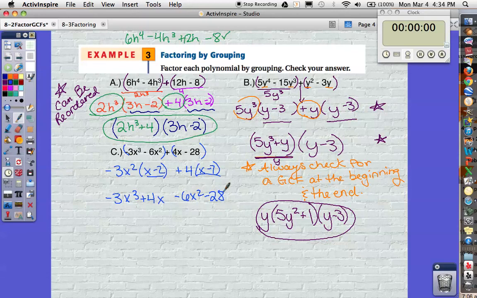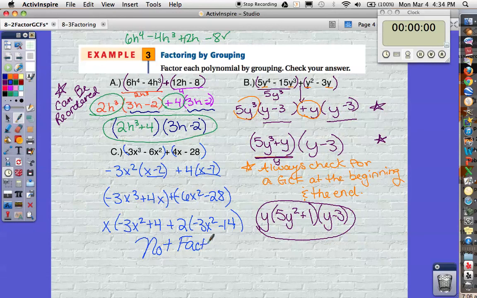Try it again just to see. I would group these two. I'd make this a plus, a negative. Group those two. I could pull out an x here, and I would have negative 3x squared plus 4. And then I would pull out a 2 there, and I would have negative 3x squared minus 14. They do not match. This tells you it is not factorable. So you didn't do anything wrong. It just is not factorable.